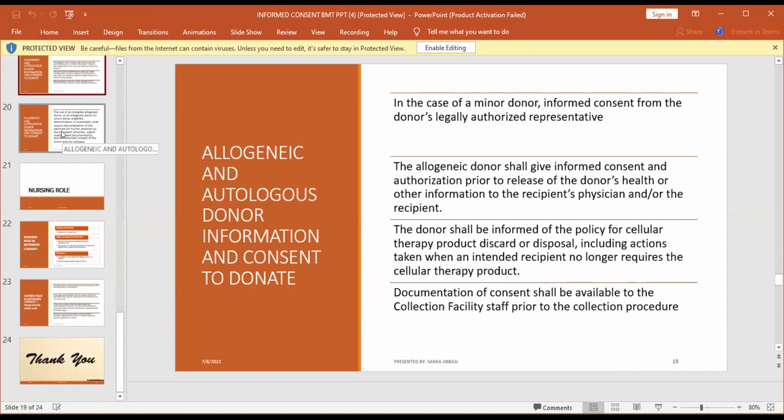In case of a minor donor, informed consent is obtained from the donor's legally authorized representative. The allogeneic donor shall give informed consent prior to the release of the donor eggs or before the procedure or treatment starts. The donor shall be informed of the policy for cellular therapy product discard or disposal, including actions taken when an intended recipient no longer requires the cellular therapy product. And documentation of consent shall be available to the collection facility staff prior to the collection procedure.